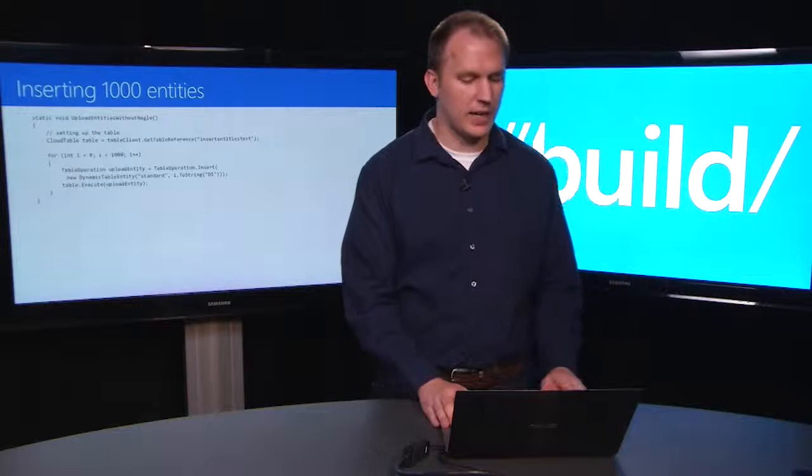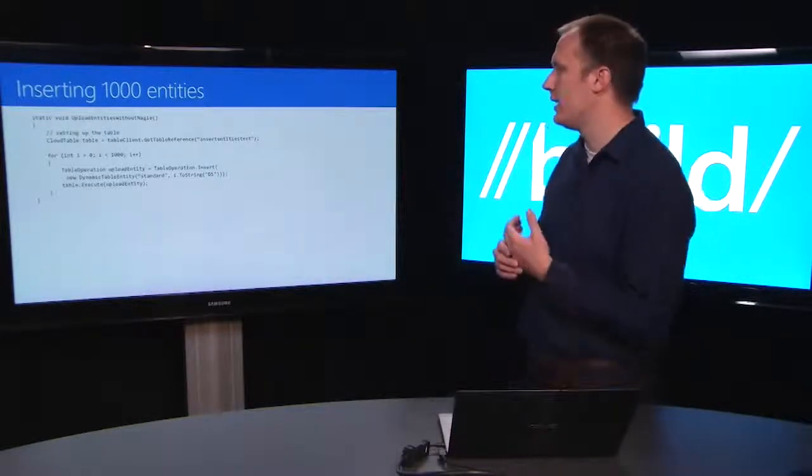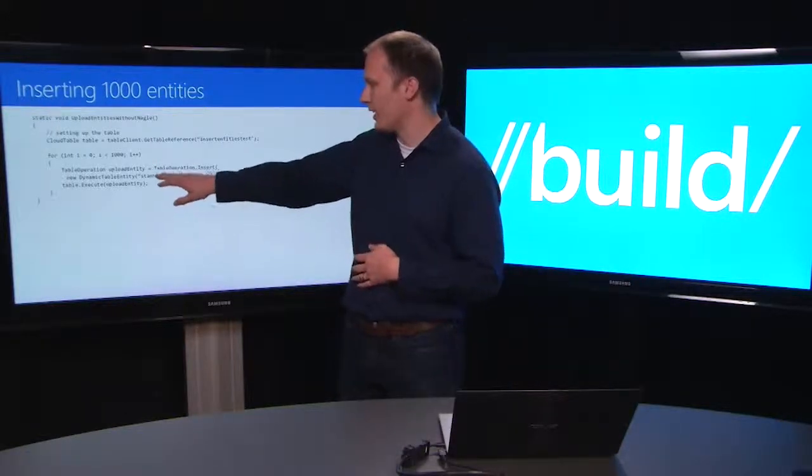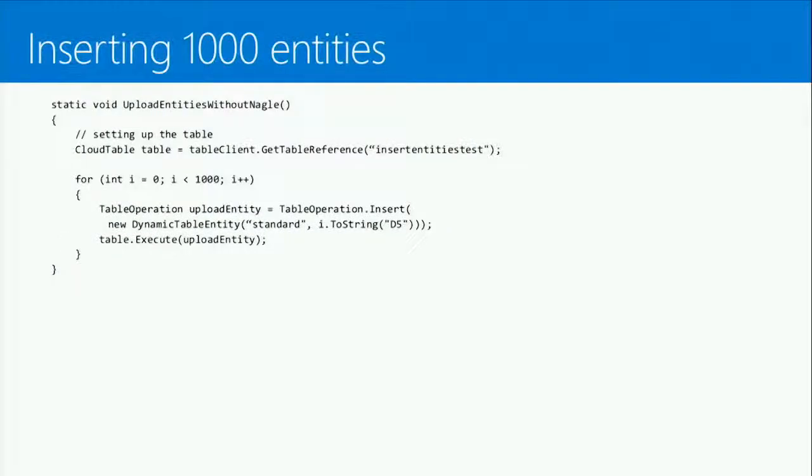So let's talk about inserting entities. If I had 1,000 entities to insert, and you can see my simple entities here, where it's just going to be a partition key of standard and then just the number 0 through 999 in the row key. This might be one way to insert 1,000 entities. Just loop through the numbers, insert each one of them one at a time. On my machine, this took 109 seconds to complete. Not bad, but I wanted to do better.